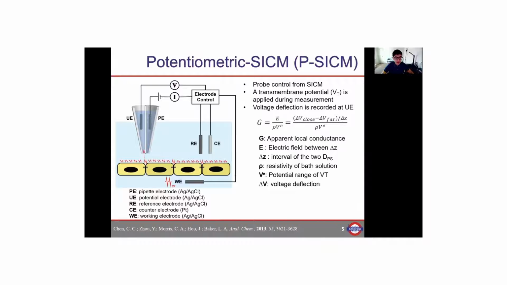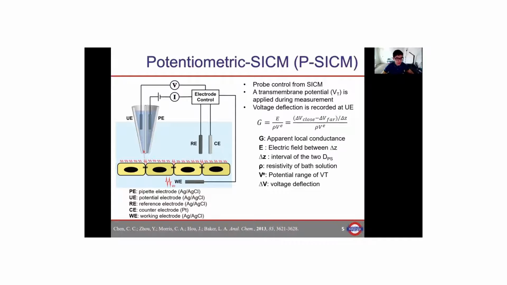To further study the transport properties of tight junctions, our group later developed a more advanced mode of SICM, potentiometric SICM. We also call it PSICM. In PSICM, we utilize a double barrel nanopipette with one barrel still used for basic SICM function and the other one for recording the local potential. Our group also modified the scanning protocol for PSICM.